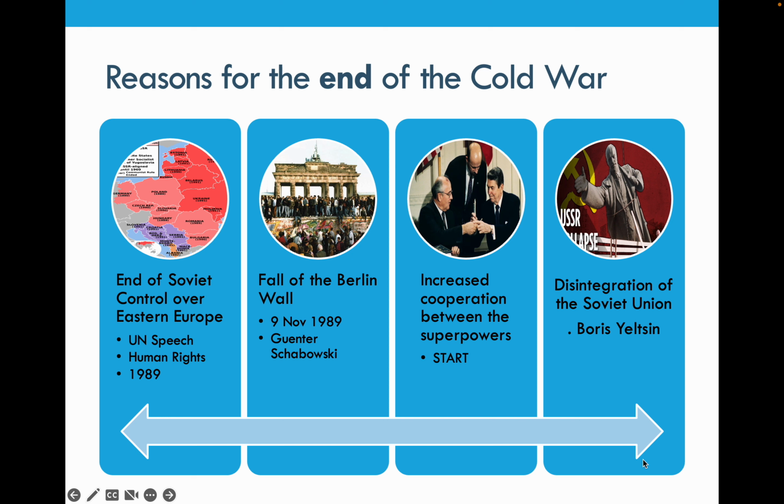So we realize that these are the reasons for the end of the Cold War. We see the end of Soviet control over Eastern Europe. We see the fall of the Berlin Wall. We see increased cooperation between the superpowers, and finally, the disintegration of the Soviet Union, leading to the end of the Cold War.